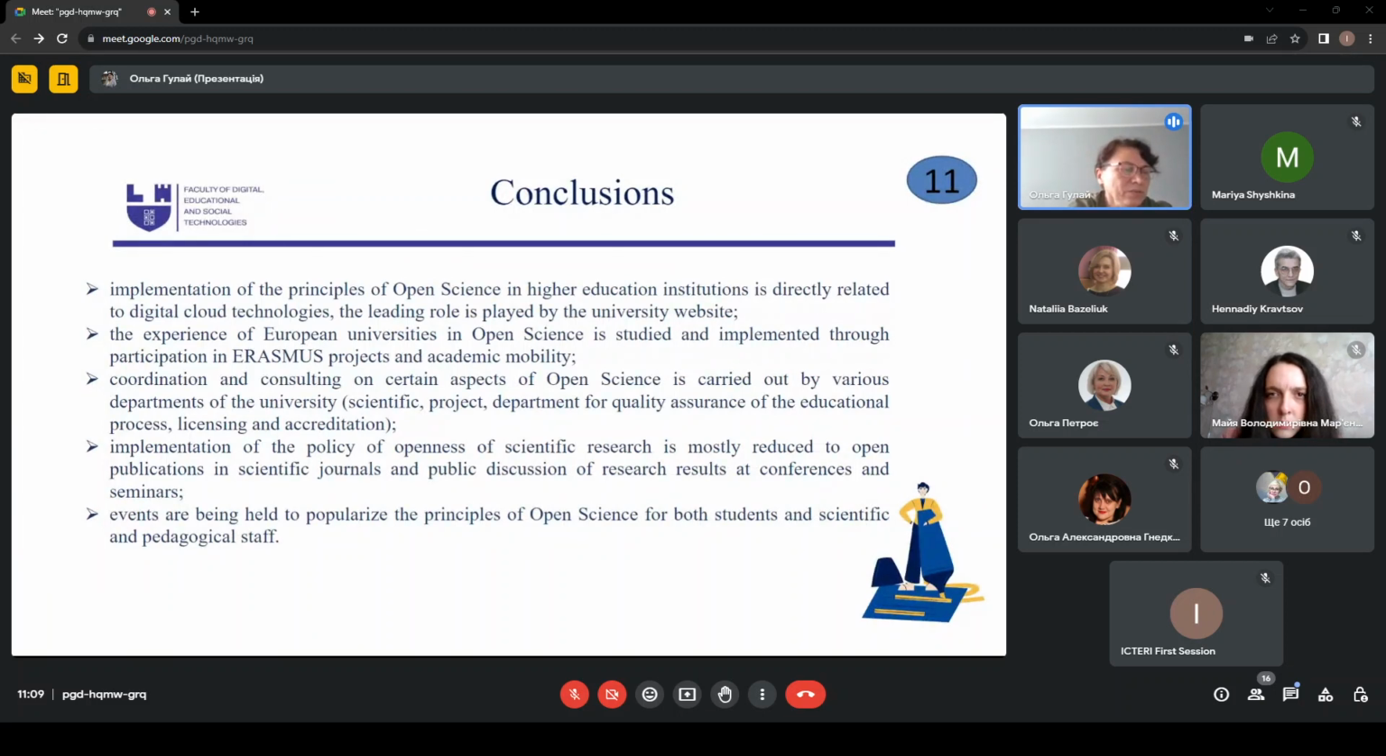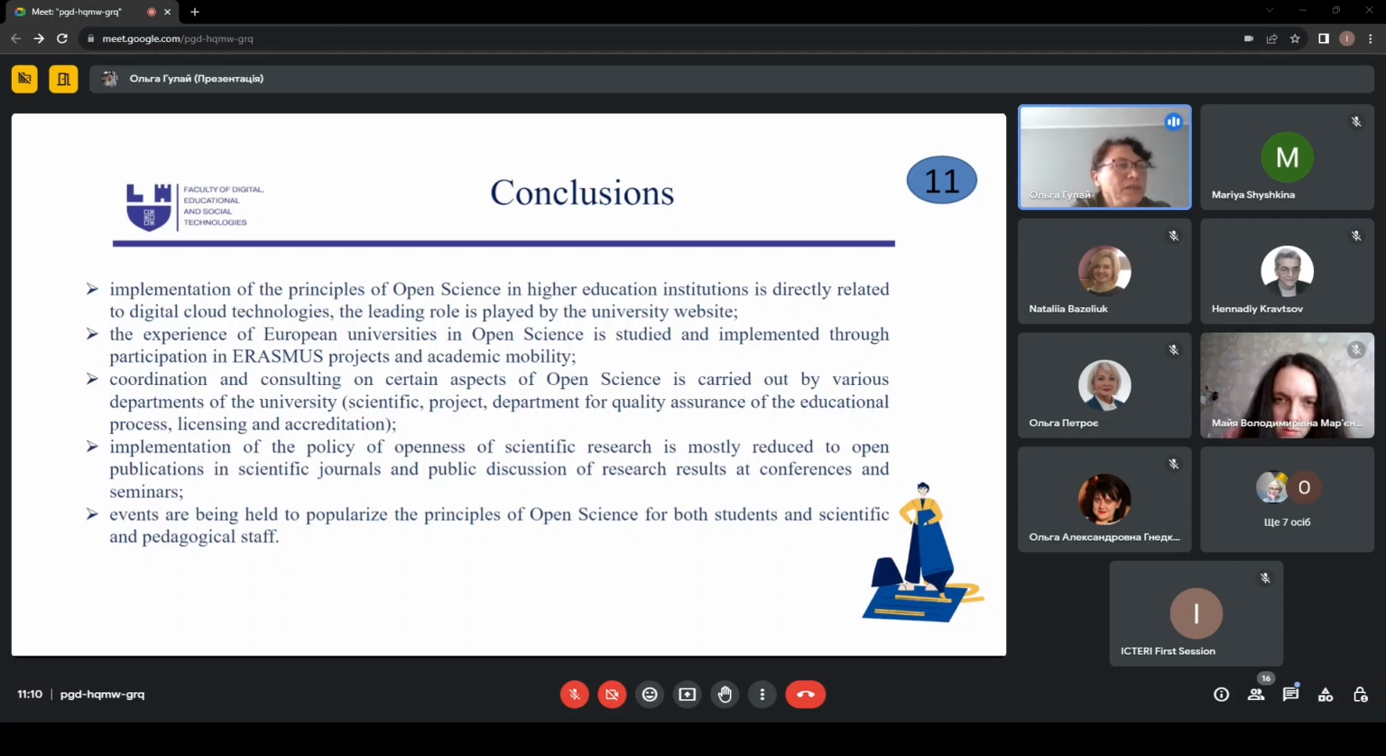The analysis of LNTU experience allows us to draw the following conclusions. Implementation of the principle of open science in a higher education institution is directly related to digital cloud technologies. The leading role is played by the university website. The experience of European universities in open science is studied and implemented through participation in Erasmus projects and academic mobility. Coordination and consulting on certain aspects of open science is carried out by various departments of the university: Scientific Project, Department of Quality Assurance of the educational process, licensing and accreditation.